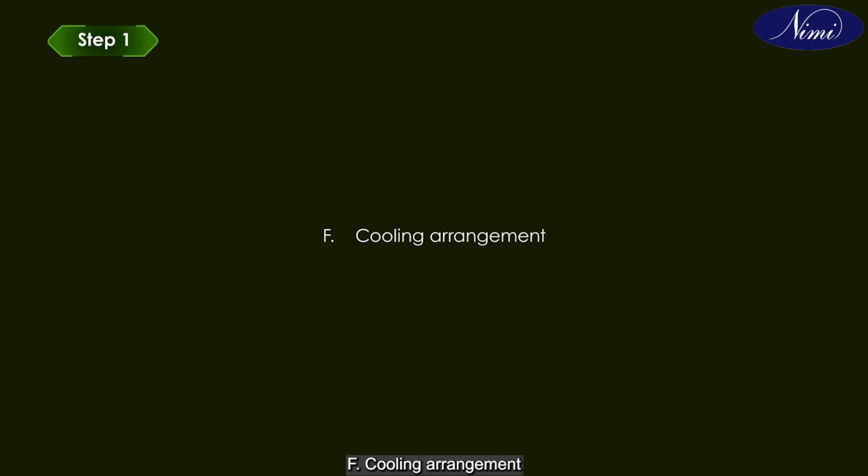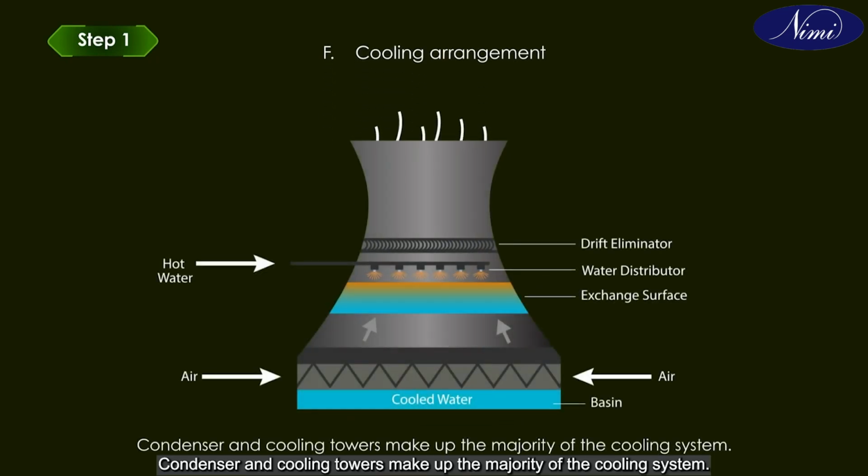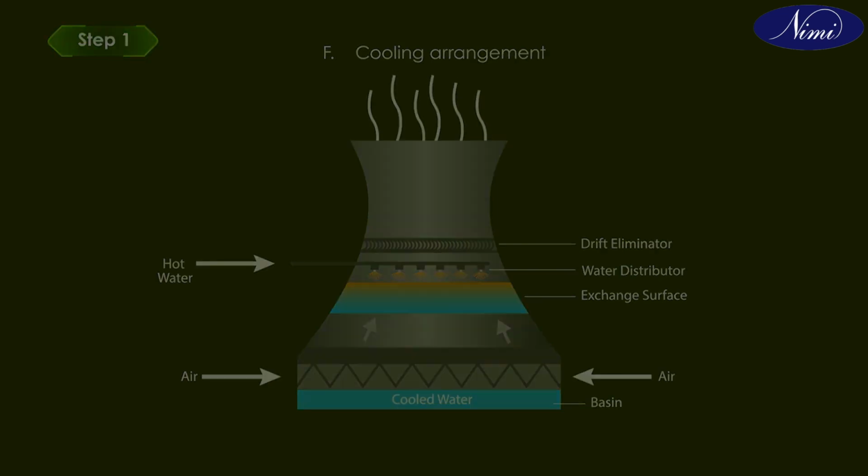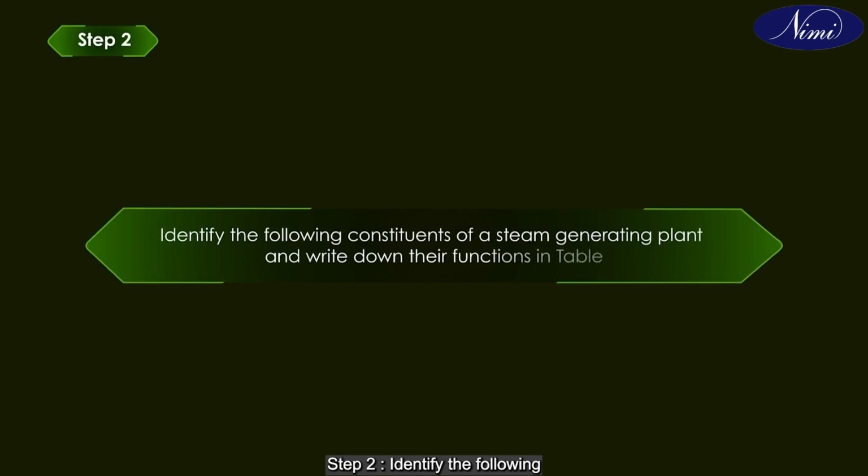F. Cooling arrangement. Condenser and cooling towers make up the majority of the cooling system. In order to increase the power plant's overall efficiency, the condenser is utilized to condense the steam exhausted from the turbine. Step 2. Identify the following constituents of a steam generating plant and write down the functions in a table.